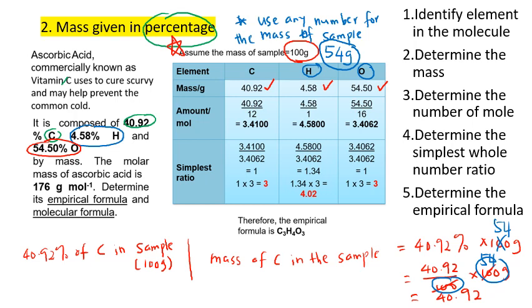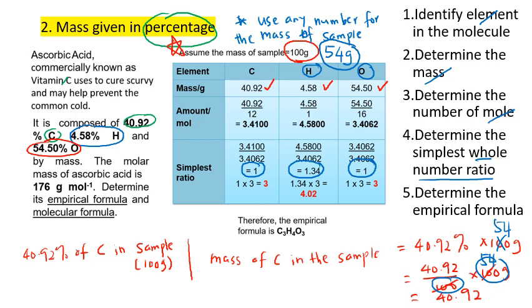Okay, so again, we already identified the element, we determined the mass, then we are able to find out the number of moles. After we find the number of moles, we will get the simplest ratio for the whole number. But when you look here, the simple ratio is 1, 1.34 and 1. When this happens, we need to multiply by a whole number.